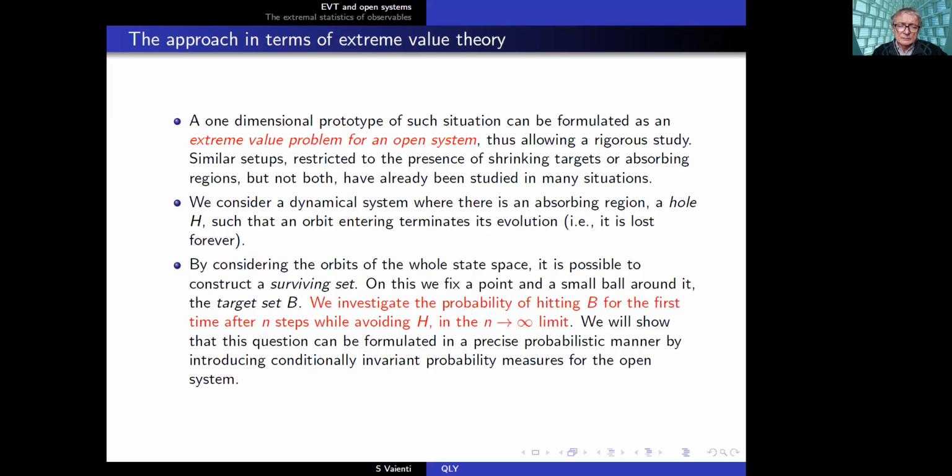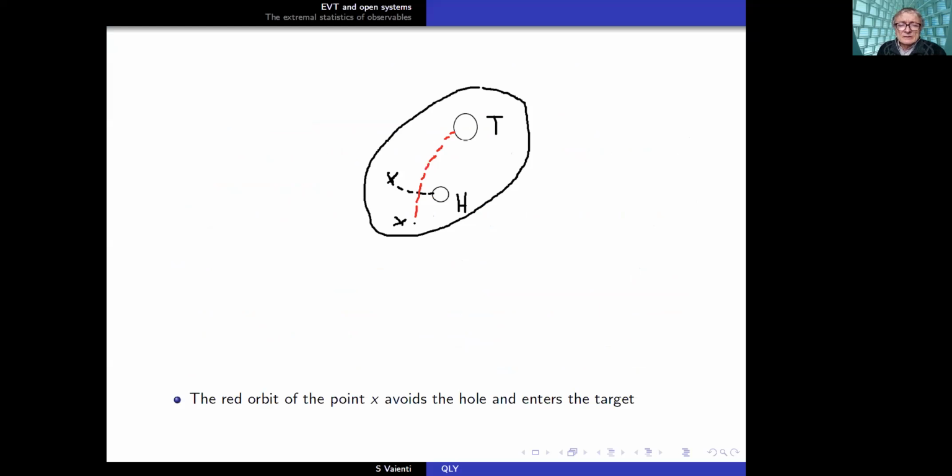As I said before, we have to guarantee that there is still a surviving set of points which never hit the hole when the time evolves. And of course, the target set, which is the rare set for which we want to study the distribution of the first entrance, should be placed on this surviving set, because otherwise, if it is in the hole, it disappears and there is nothing interesting to study.